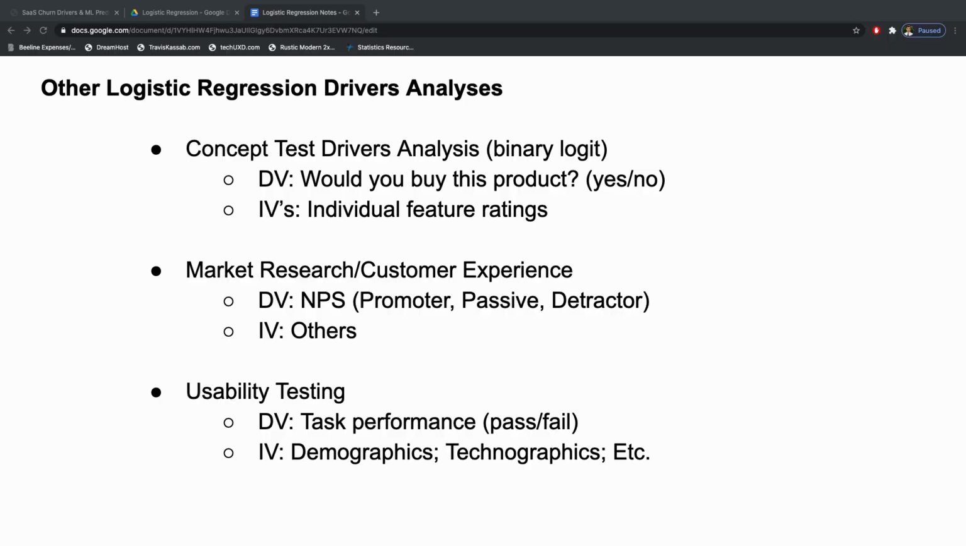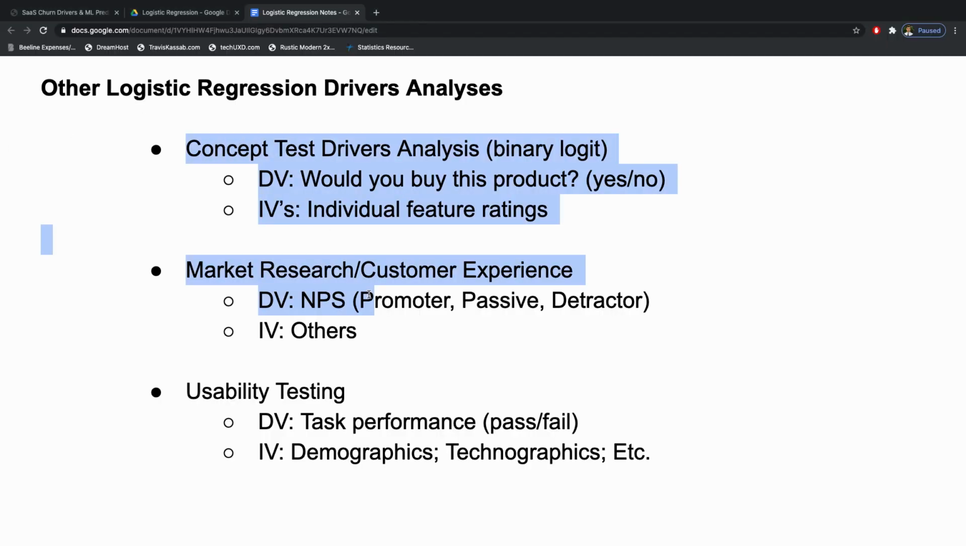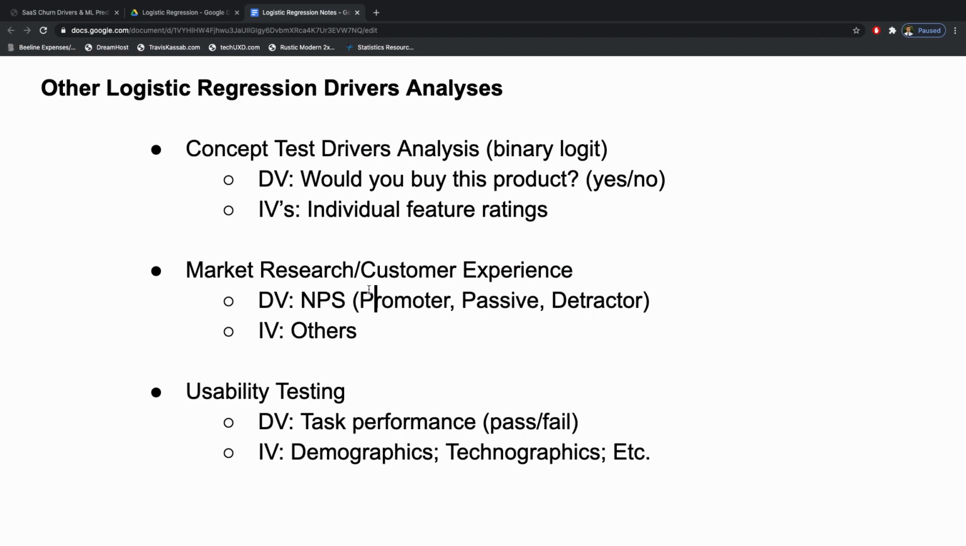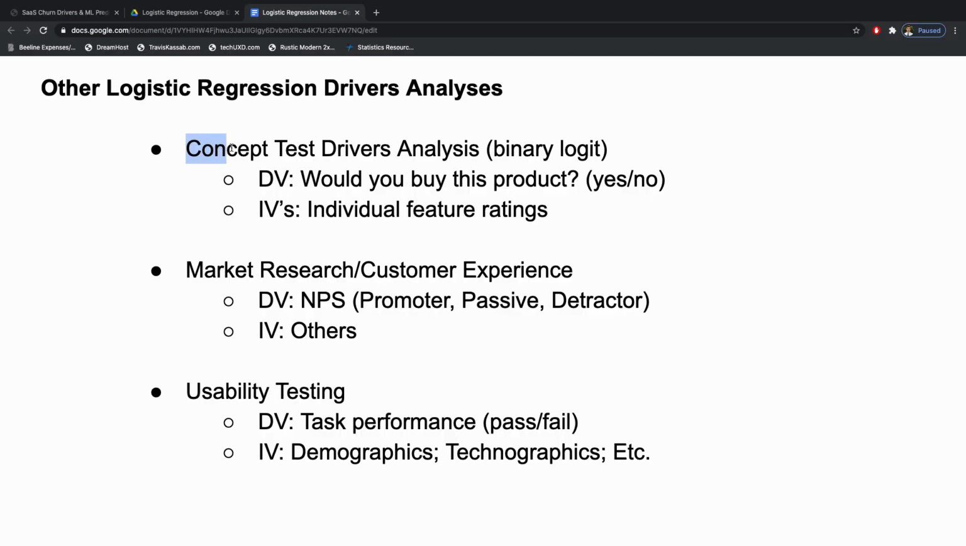I have several other examples that I want to give you guys, and this is in the space of UX, market research, and product management survey data, and how you can use logistic regression models to create interesting analyses in here. So the first one I have is a concept test drivers analysis.